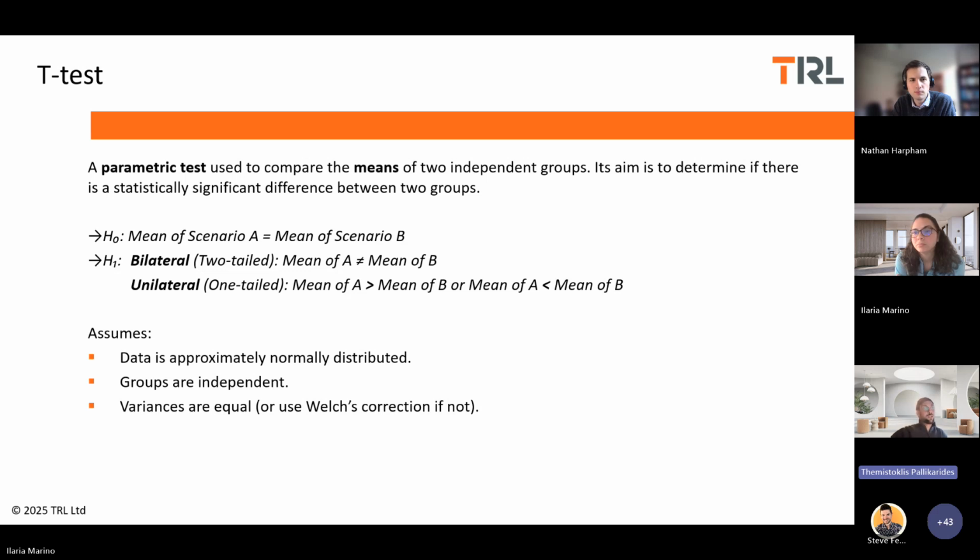For t-tests, we have two types of alternative hypotheses, and these are bilateral or unilateral. Bilateral is where the means of group A and group B are not the same, and then a bit more detailed is unilateral, where we can identify if the mean of A or B is smaller or larger than the other group. This follows some assumptions. The assumptions are that the data is approximately normally distributed, that the groups are independent, and that the variances are equal.